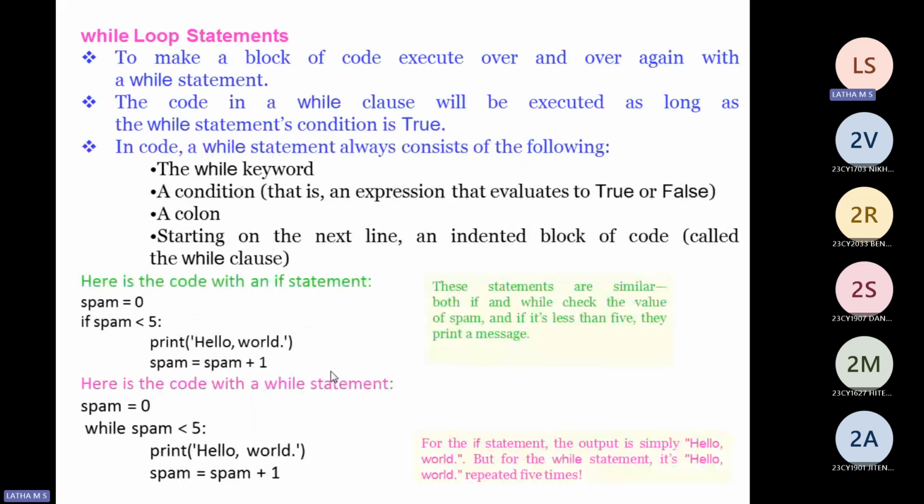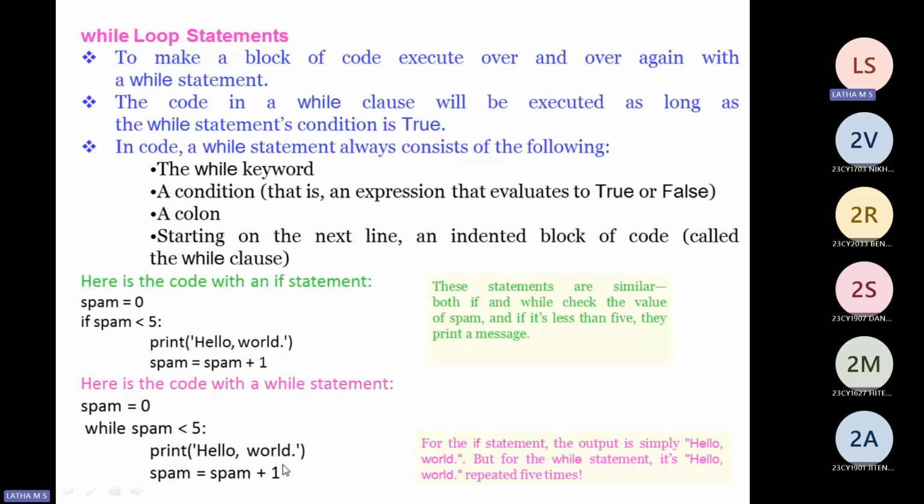And this is a while loop. What happens in a while loop? You'll be repeating the same thing for n number of times, whatever number you would have given. If it is 5 times, it will repeat 5 times as while. What is the difference between a while loop and an if statement? Here if is a keyword and while is a keyword. And here you give spam = spam + 1 as the code in a while loop.